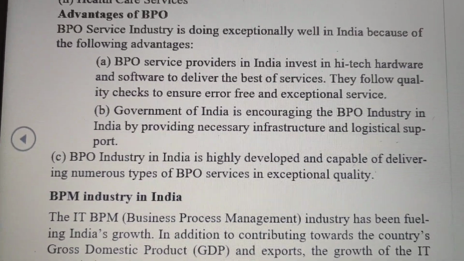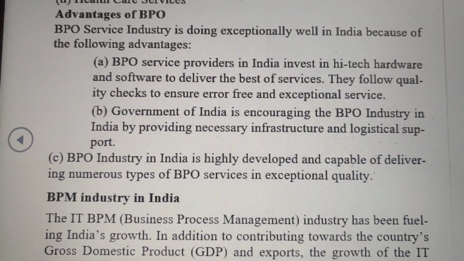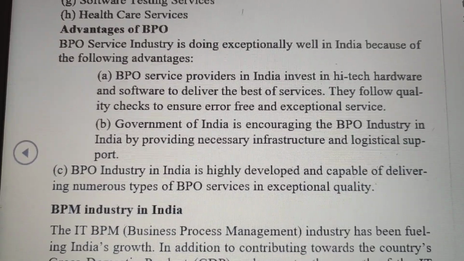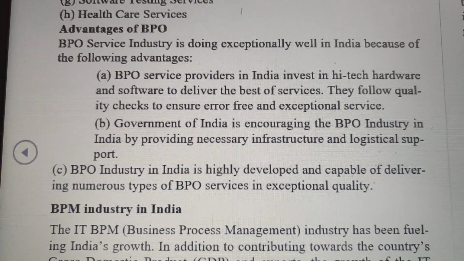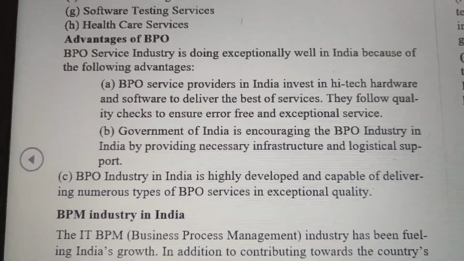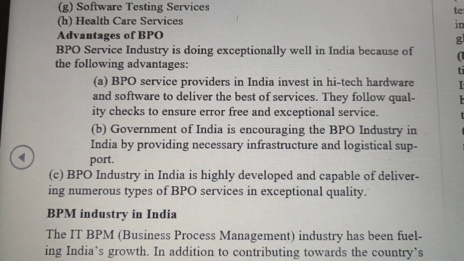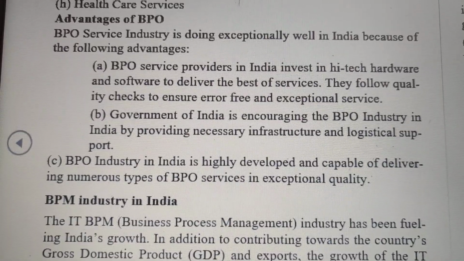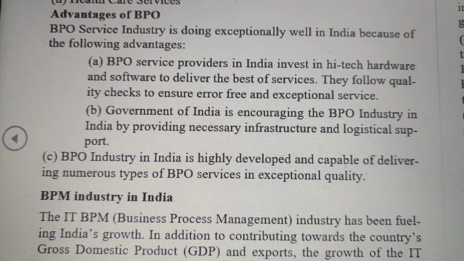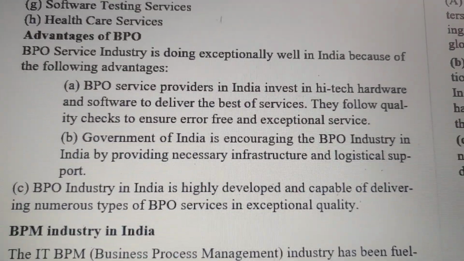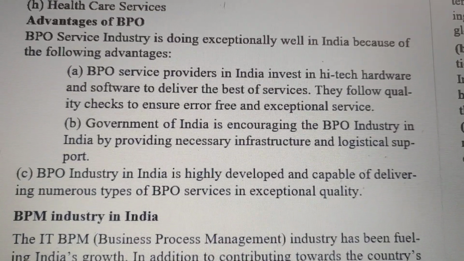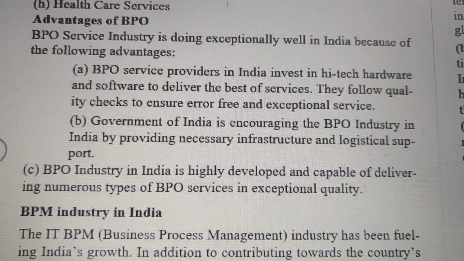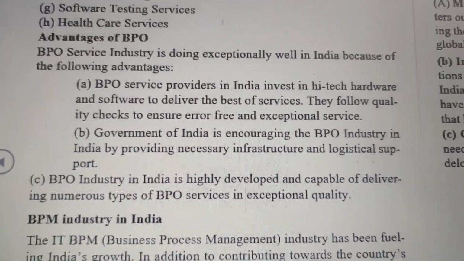Logistical means import and export. You all know about Amazon and Flipkart. Amazon and Flipkart are examples of logistical support. We buy a product from any part of the country and they deliver it at home. So that is logistical. And the last point is that the BPO industry in India is highly developed and capable of delivering numerous types of BPO services in exceptional quantity.